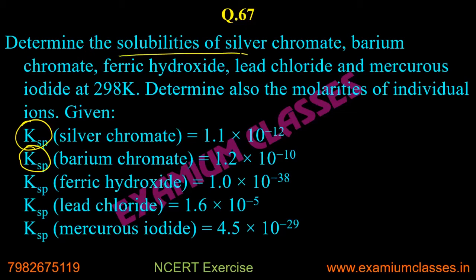It means that if you know the reaction, suppose in this case the first one is silver chromate. Silver chromate is Ag2CrO4. I'm just giving you an example and then we will solve it. Ag2CrO4 will give you Ag plus and chromate ion, so it will be 2Ag plus.